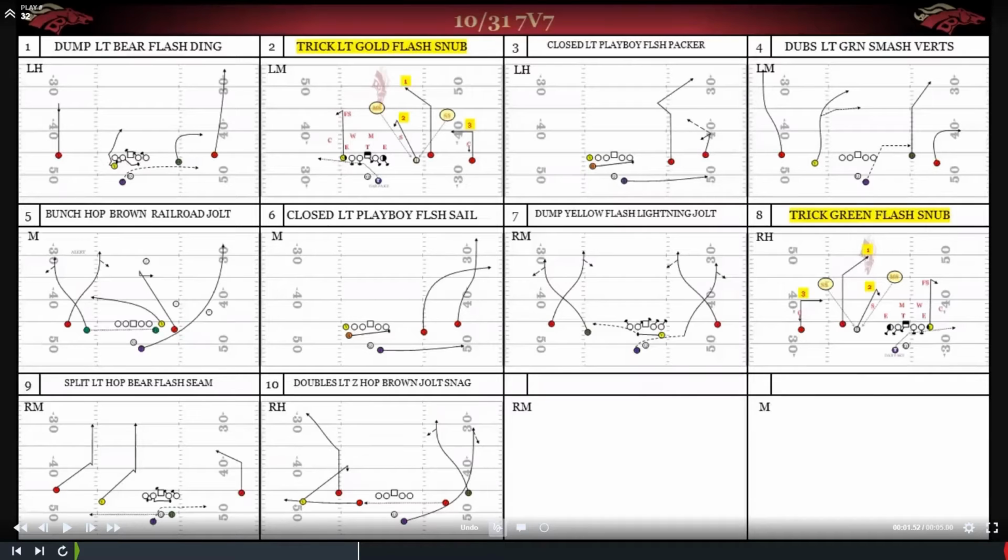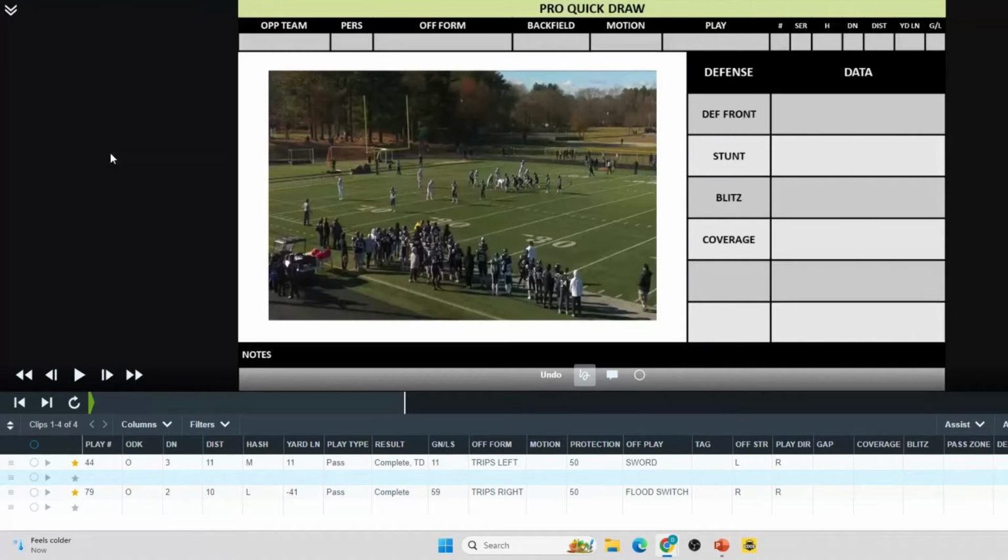Then number 3 is putting it in action in 7-on-7, making sure that practice goes well, making sure that the look is consistent in practice and the play is consistent in practice. And then number 4 is just executing in the game. And the beauty of using Pro Quick Draw is that I can also just take this from PQD when I do it in PowerPoint, and I can also upload everything right into Hudl.